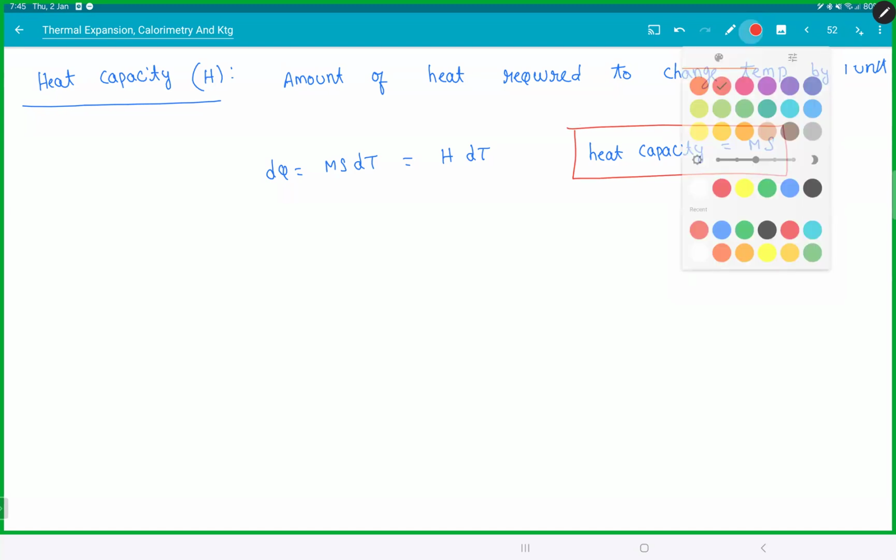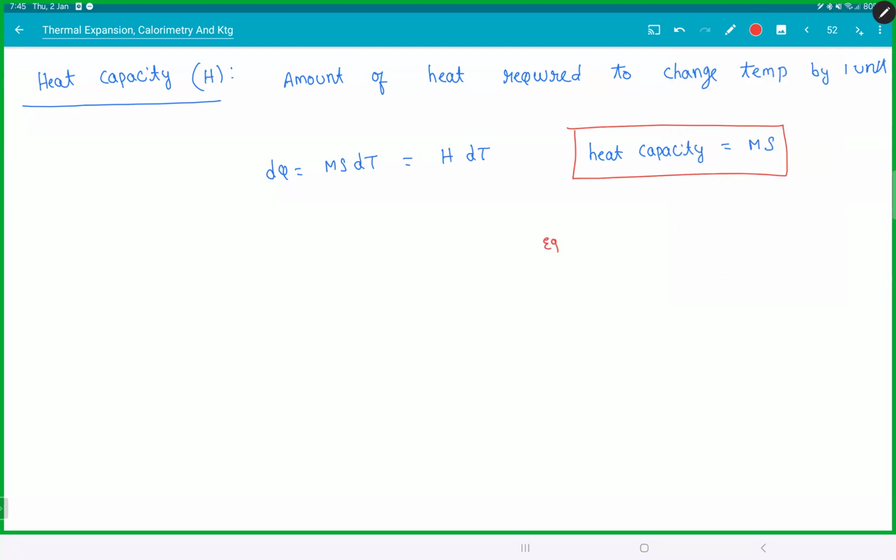The advantage of this is, for example, let's say the specific heat of a material is 100 calorie per gram per degree Celsius, meaning to change the temperature of 1 gram by a degree you need 100 calories. Let's say you go into the lab and find a small sphere of mass 20 grams. On the sphere it will be printed that the heat capacity is m into s, which is 20 into 100, that is 2000 calories per Celsius. The manufacturer will take care of it.